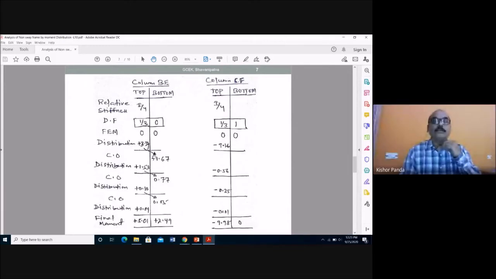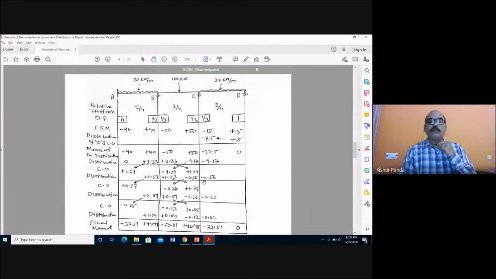1.53. Here you see this is the carryover, distribution factor, because here the end is fixed. So carryover takes place, half of the moment to the bottom end, top to bottom. And here it is simply supported, so no carryover takes place. This way you have to carry over per column from top to bottom. So this is the distribution of the moment.